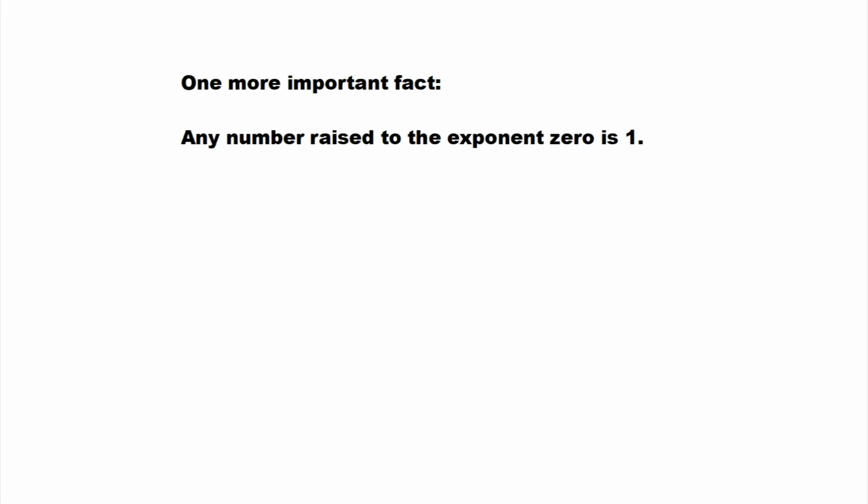One more important fact. Any number raised to the exponent of 0 is always 1. So 10 to the exponent 0 is 1. 5 to the exponent of 0 is 1. Or 137,509 to the exponent 0 is still just 1.